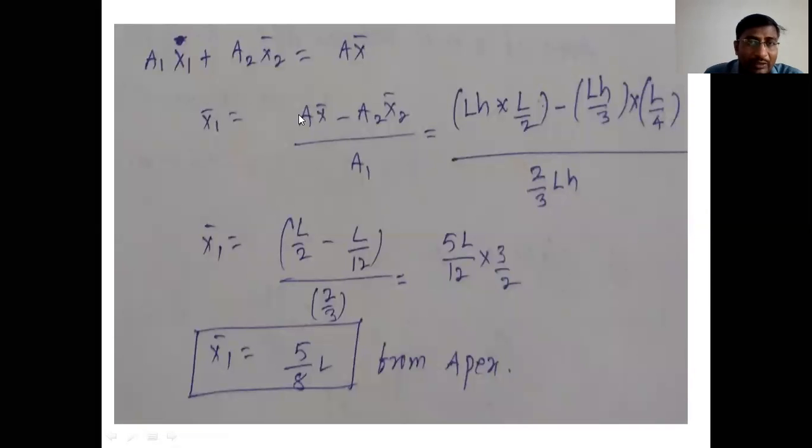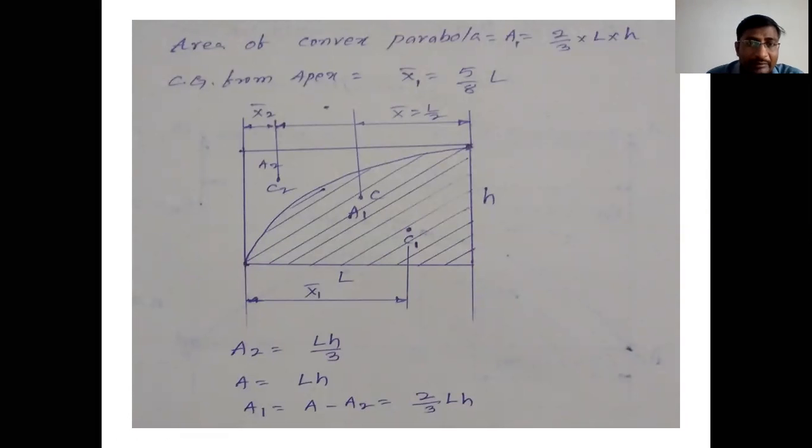And how to locate the center of gravity? We know that A1 x1 bar plus A2 x2 bar is equal to A x bar. What is this? If you want to locate the center of gravity of the first area, you should consider the total area. Total area center of gravity is C, which is at a distance of x bar or L by 2 from one of the sides. Another, the center of gravity of the second area is x2 bar.